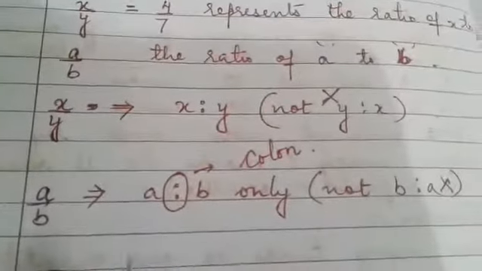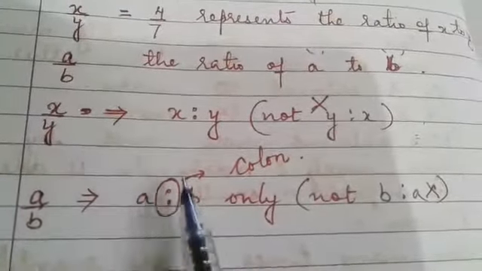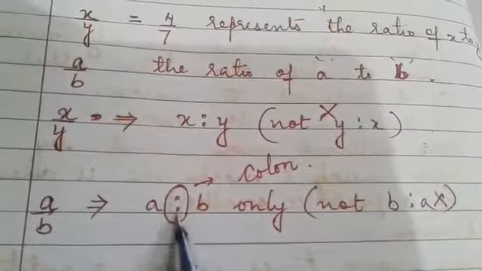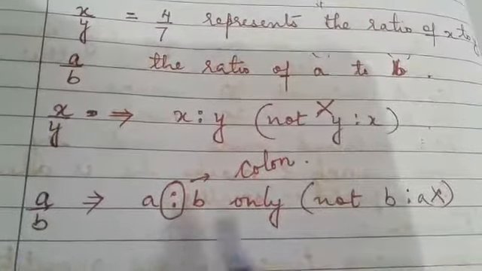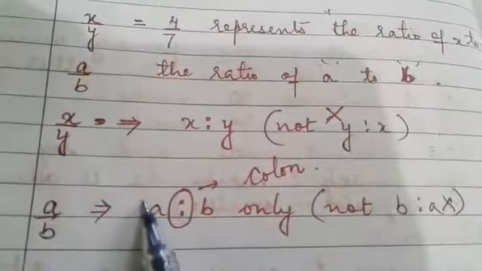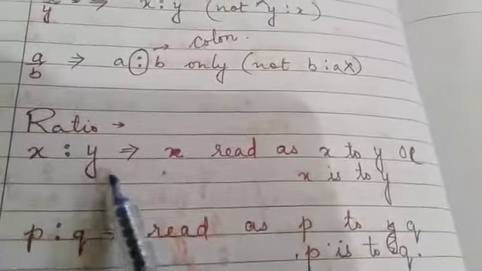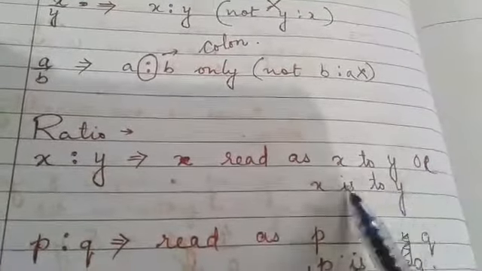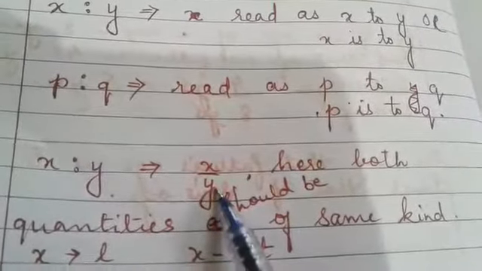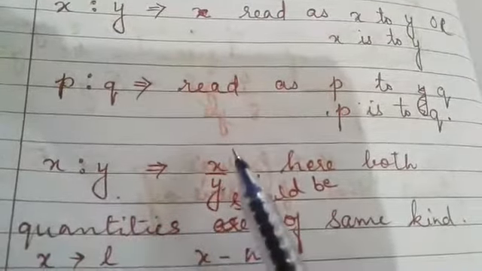So a by b is equal to a is to b or a to b. This is called colon. This is the symbol for ratio, not b is to a. It means a by b is equal to a is to b only. So ratio x is to y is read as x to y or x is to y. P is to q is read as p to q or p is to q. X is to y can be written as x upon y. We know that ratio is comparison by dividing, so x is to y can be written as x upon y.